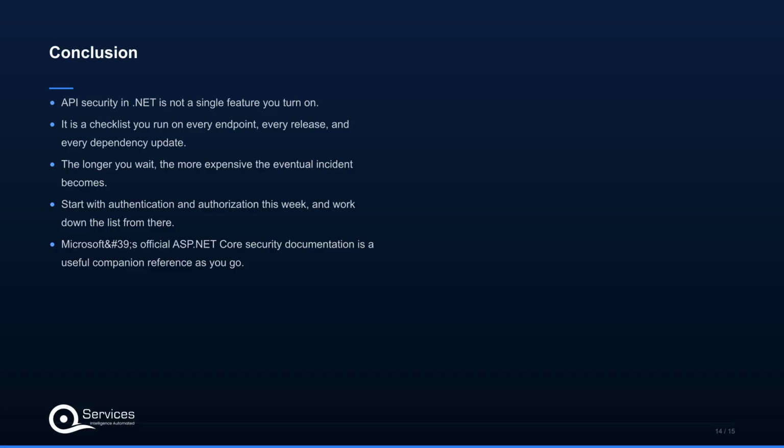Next up, conclusion. API security in .NET is not a single feature you turn on. It is a checklist you run on every endpoint, every release, and every dependency update. The controls above, strong authentication, resource-level authorization, strict input validation, rate limiting, encrypted transport, dependency scanning, structured logging, and governed deployment, are the minimum bar for any production .NET API in 2026.